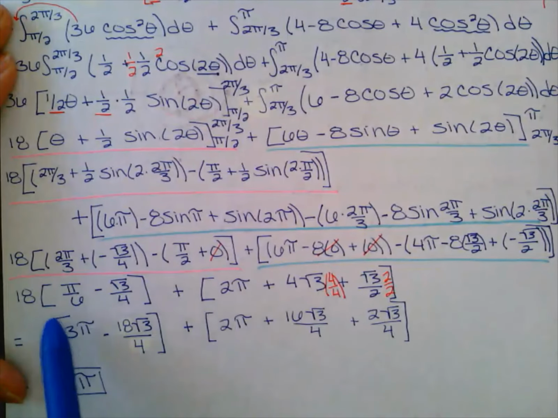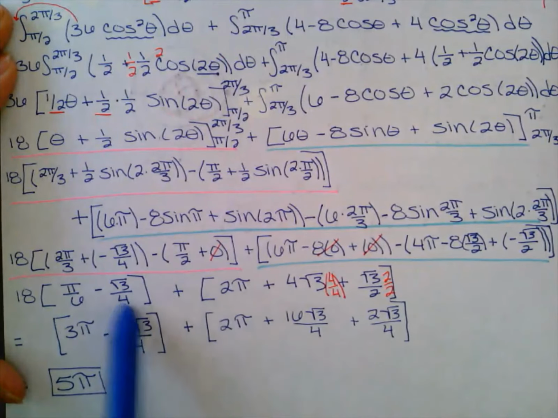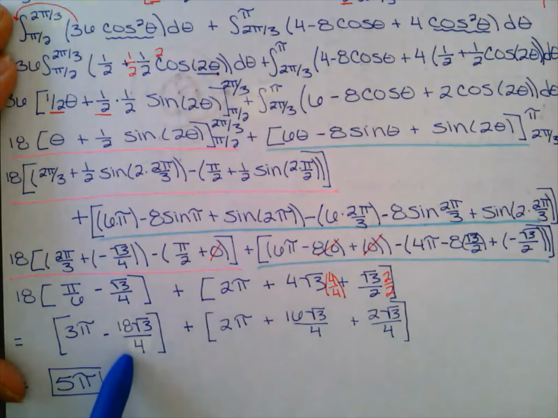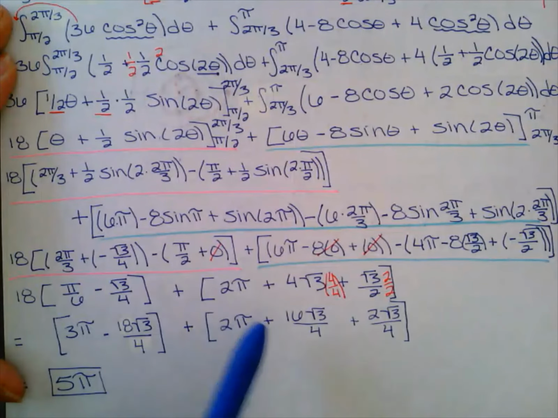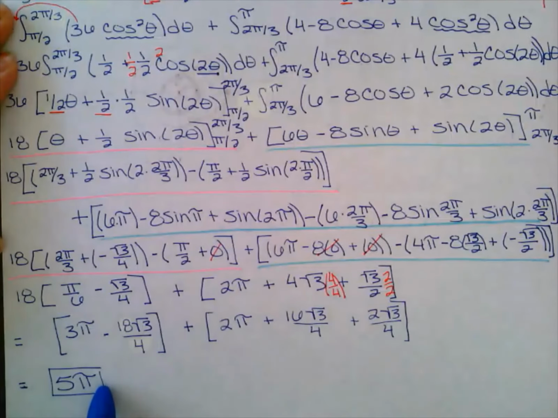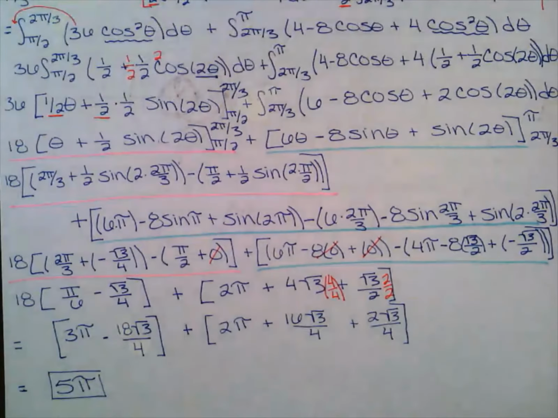And then I saw I was working with terms with pi's and terms with radicals. So for my radicals, I got common denominator 4. I have a negative 18 here and a positive 16 and 2, which make 18. So those cancel out. And then I'm left with a 3 pi plus a 2 pi with a final answer of 5 pi.